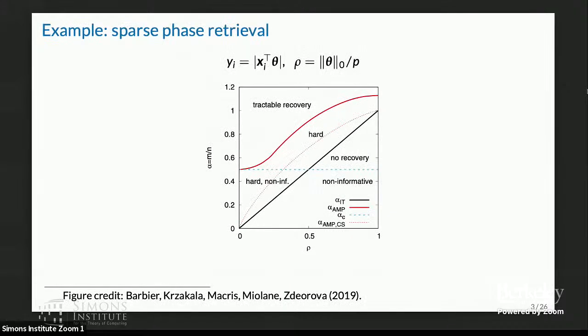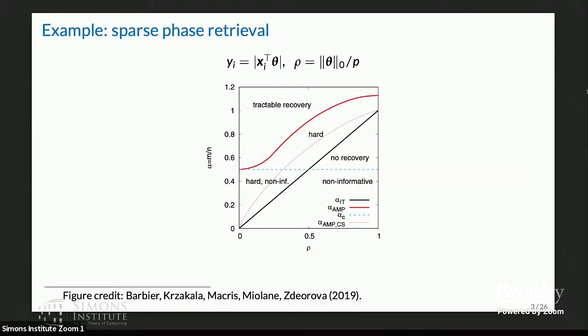Okay, so this is a figure that I took from a paper by Barbier, Krzakala, Macris, Miolane, and Zdeborová. This is just a concrete example of a high-dimensional regression model. So this is the sparse phase retrieval model in which we observe the absolute value of this linear measurement of theta. And the sparsity parameter will be denoted by rho, which is the fraction of coordinates of theta which are active.